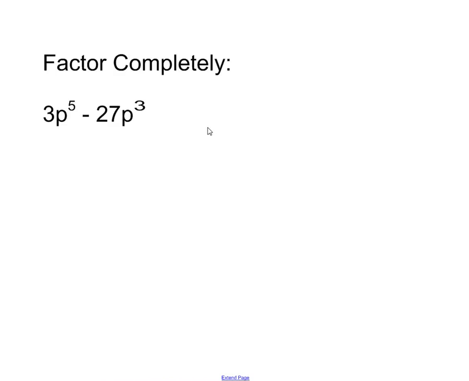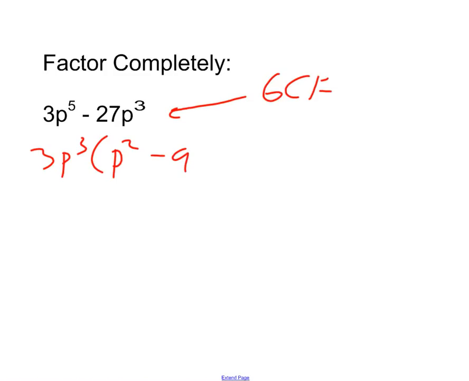Alright, this is not a quadratic trinomial, it's not a difference of squares, but it does have a GCF. The GCF here is 3p to the third, which leaves me with p squared minus 9.